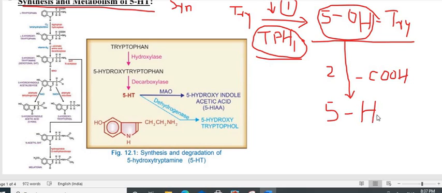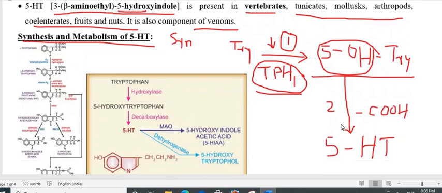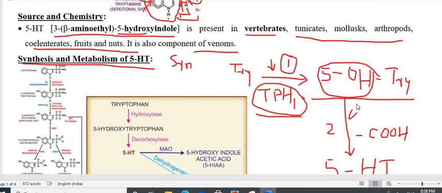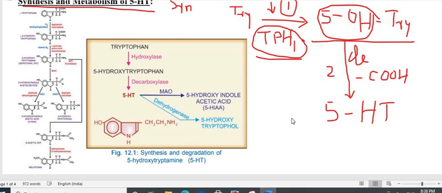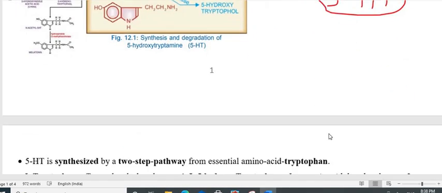So the name of this 5-HT chemically is 5-hydroxytryptamine, and the name of the second enzyme is decarboxylase. The full name of this enzyme is L aromatic amino acid decarboxylase, or simply decarboxylase enzyme, participating to form the 5-HT. So this is 5-HT or serotonin or enteramine. So 5-hydroxytryptamine is formed. Now we have to go through the metabolism of this 5-HT.